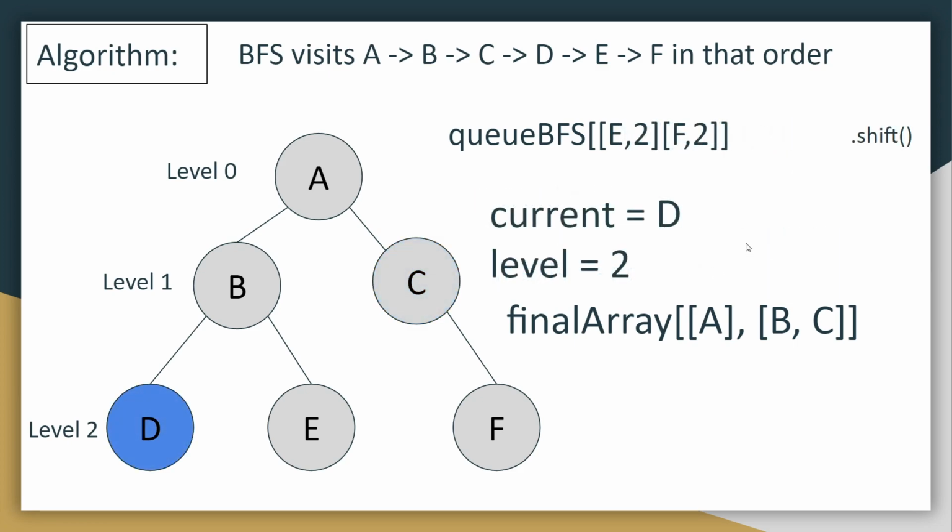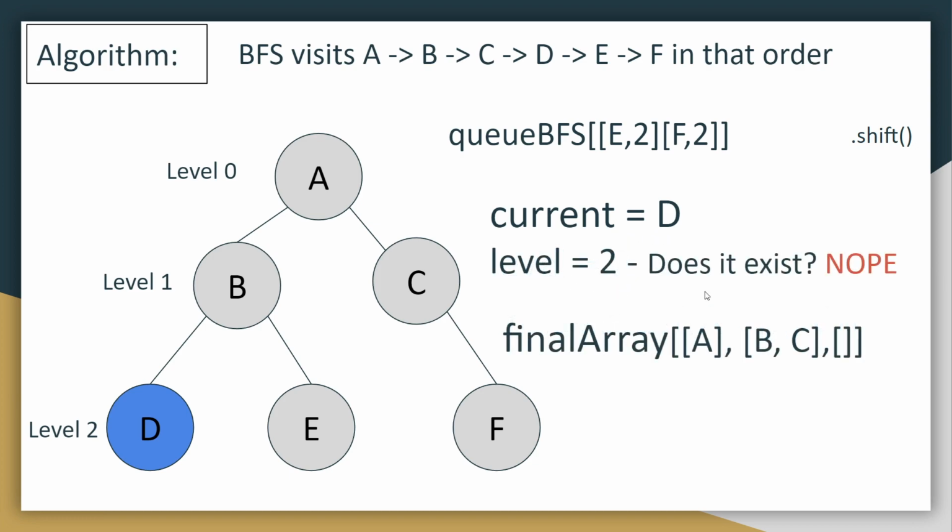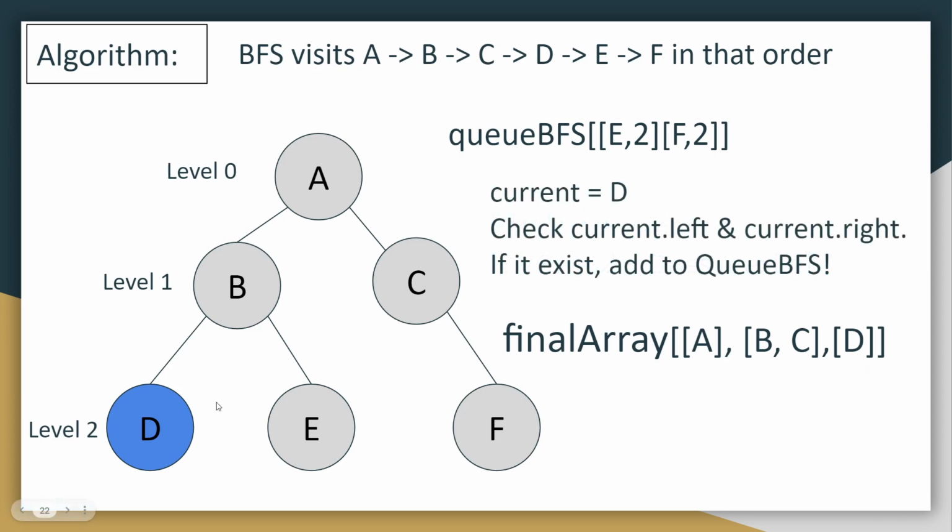Use the built-in shift command to pull out D and 2 and then set D to current and then 2 to level. Check to see if level 2 exists in final array. Well, it does not, so go ahead and push an empty array into final array. Now that we created that index, all you got to do is take the value D and push it into that space. Now we check to see if the D node has null left and right pointers, and as you can see, both their pointers are null, so there's nothing to push into the queue.